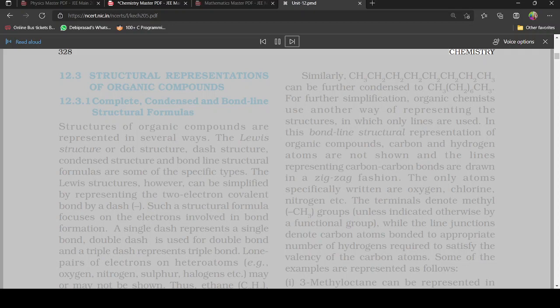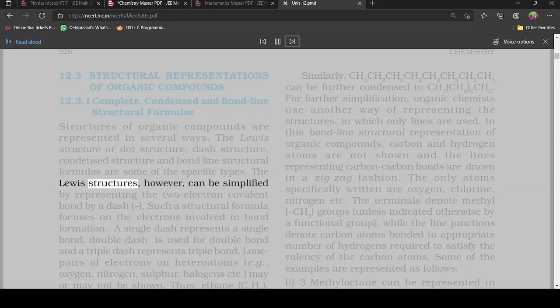328 Chemistry. 12.3 Structural representations of organic compounds. 12.3.1 Complete, condensed, and bond-line structural formulas. Structures of organic compounds are represented in several ways. The Lewis structure or dot structure, dash structure, condensed structure, and bond-line structural formulas are some of the specific types.